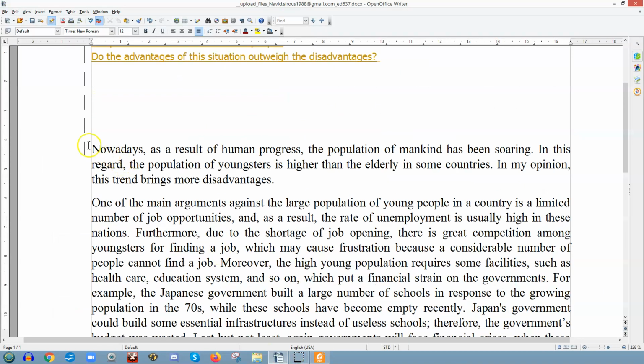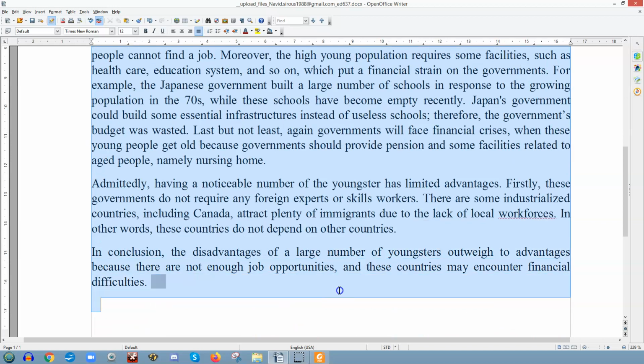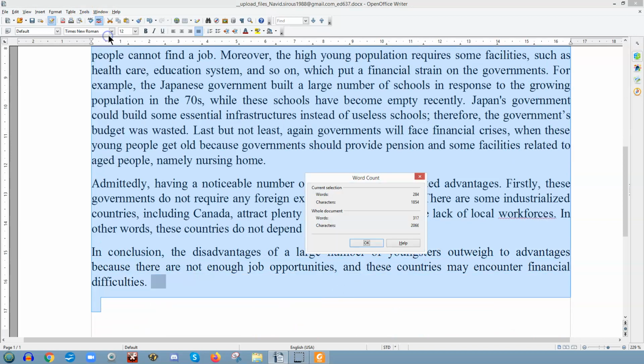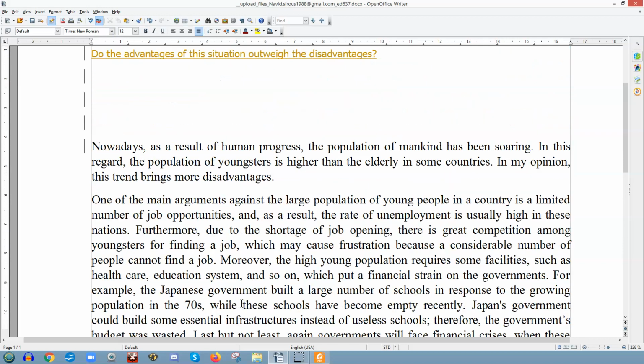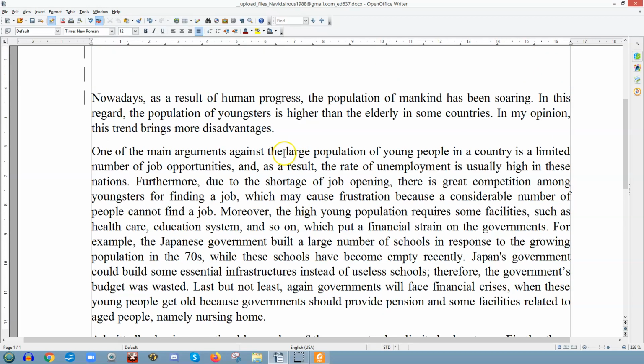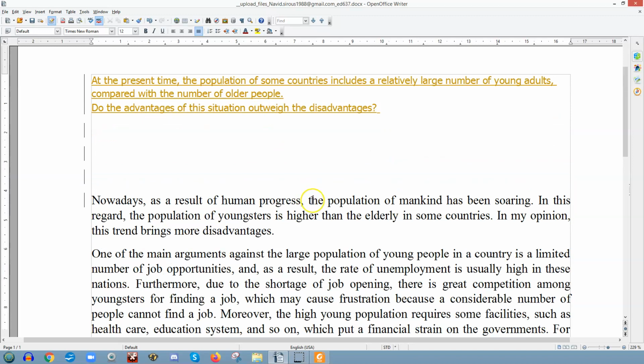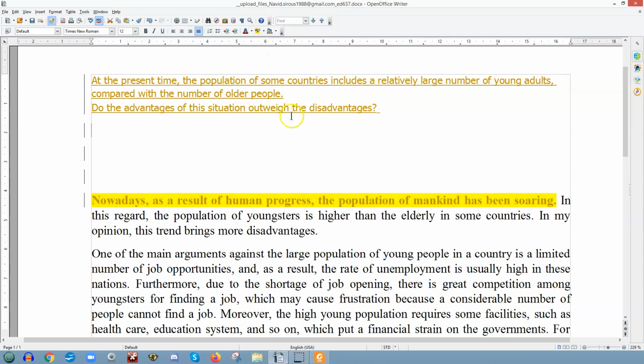Okay. First things first. Word count. 284. Okay, not too bad. "Nowadays, as a result of human progress, the population of mankind has been soaring." Okay, well, where does it say that? Nowhere. Okay. "In this regard, the population of youngsters is higher than the elderly in some countries." Okay, that sentence is good. "In my opinion, this trend brings more disadvantages, which are what?"